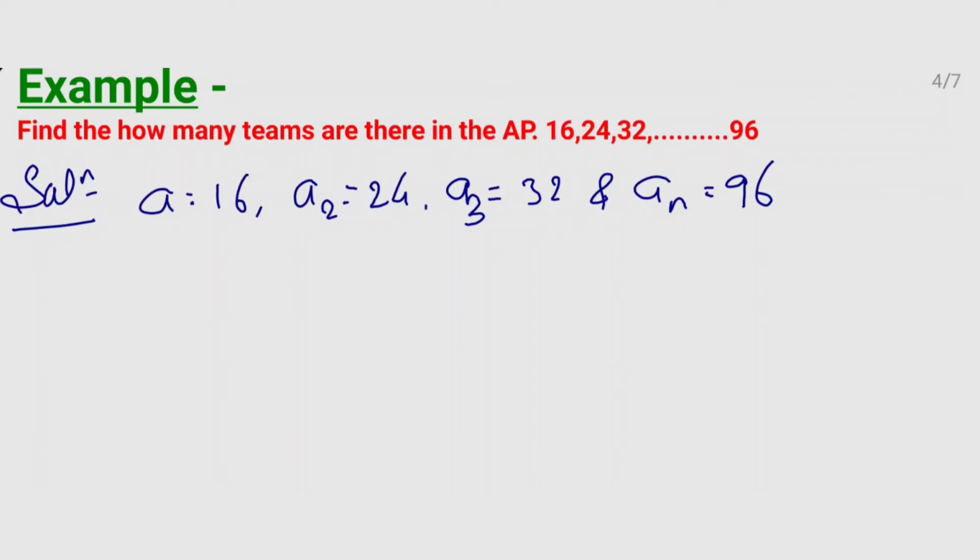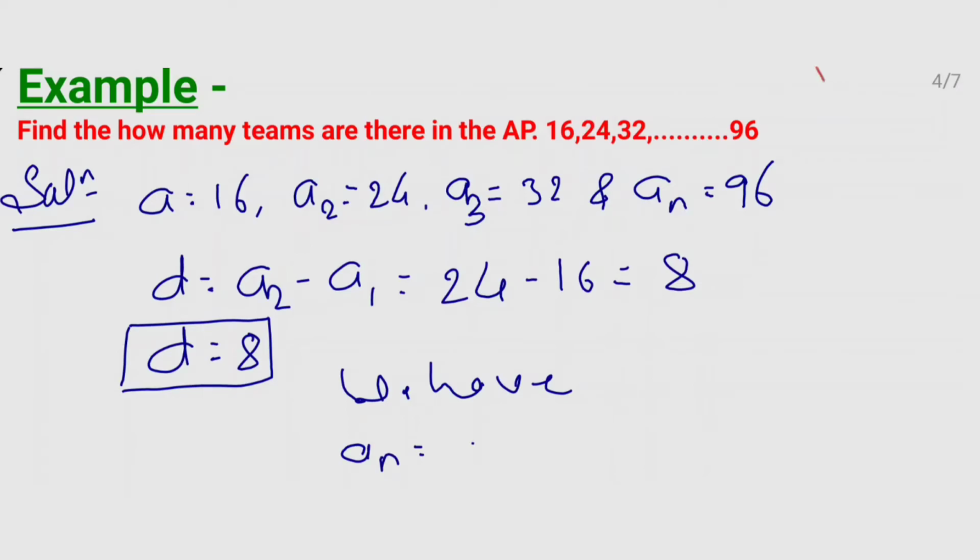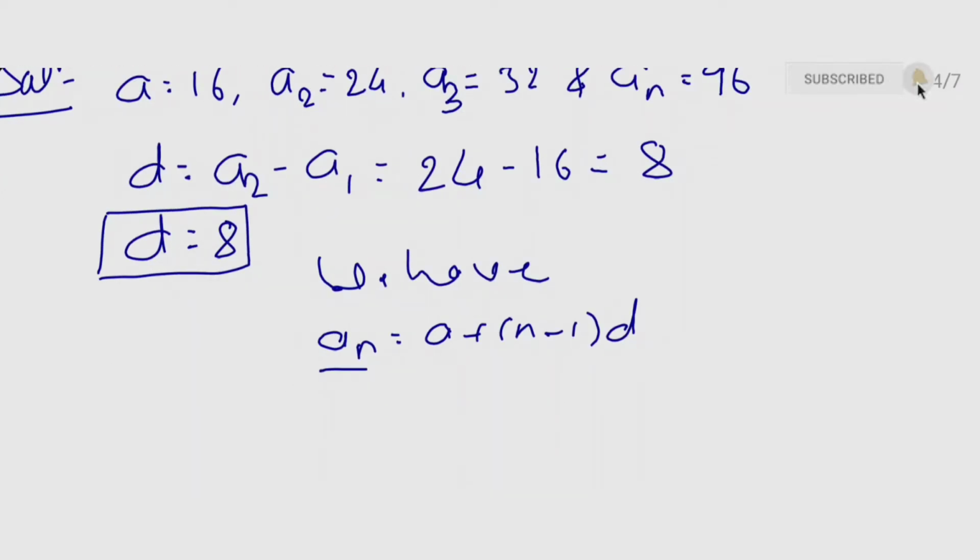So here we want to find out how many terms there are. So here first we want to find d. So d equals a2 minus a1. Here a2 is 24 minus a1 is 16. So 24 minus 16 is 8. So here d equals 8, right? And now we have an equals a plus n minus 1 into d. So it is the formula for finding the nth term, right? So here we have an and a and d. So substitute that.